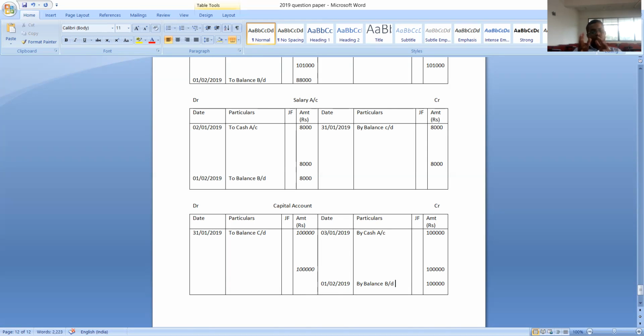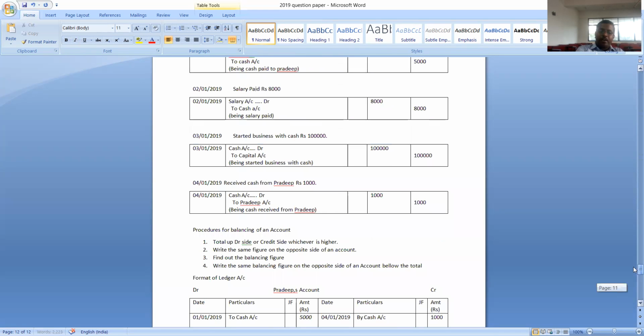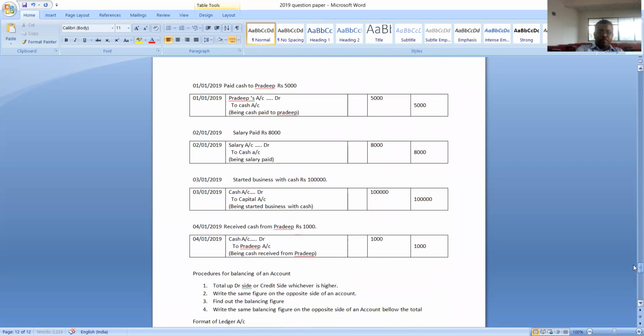Understood? So preparing a ledger account is not at all a difficult task. The very important thing is that we must be capable of passing the journal entry. Once you pass a journal entry, almost 90% of the work will be over. Later, you need to prepare the respective ledger accounts, and there is no need to prepare the same account again and again. You can take the example here.